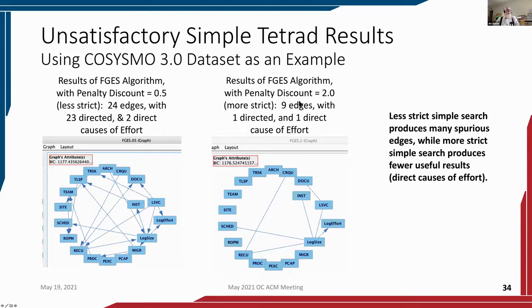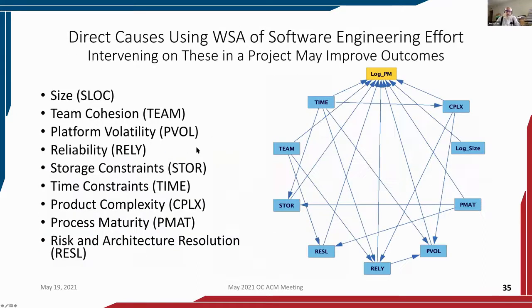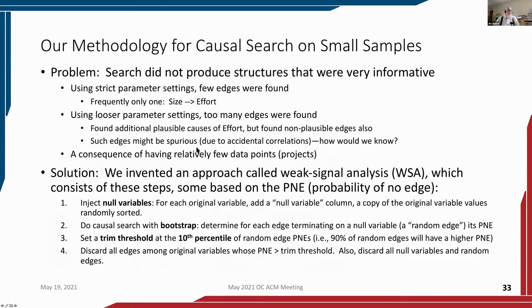All right, so if we make the penalty discount more strict, we get rid of a lot of that non-plausible stuff. But what we find is we only get one direct cause of effort, whereas over here we had two direct causes of effort. So using this in a simple way causes us some difficulties. So back on slide 33, that kind of summarizes the first half of this slide, except that we have relatively few data points.